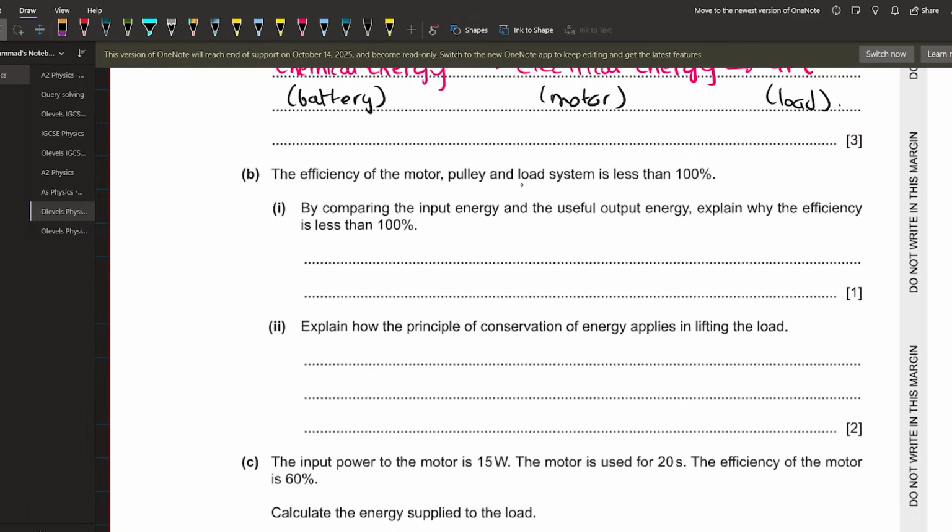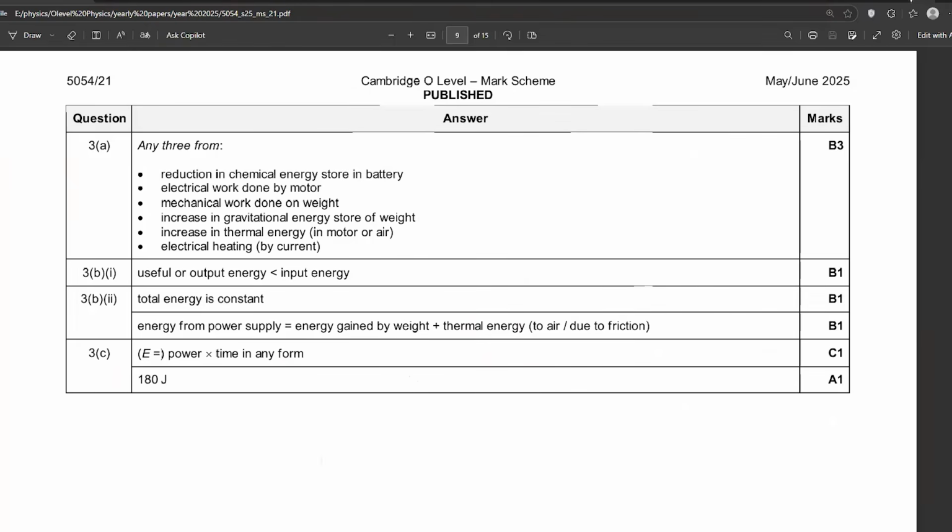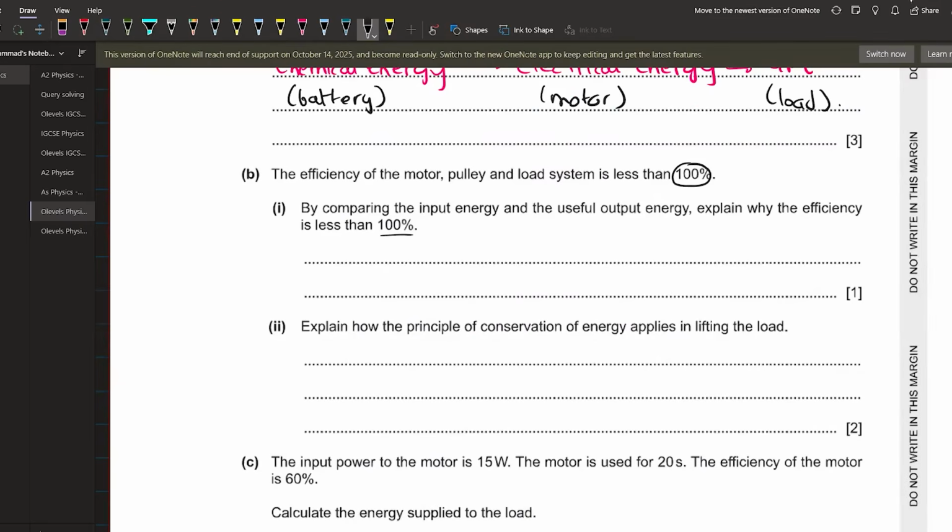The efficiency of the motor, pulley and load system is less than 100%. Achha ji, the efficiency is less than 100%. By comparing the input energy and the useful output energy, explain why the efficiency is less than 100%. Beta, we have to explain why the efficiency is less than 100%. We have to use these two terms.